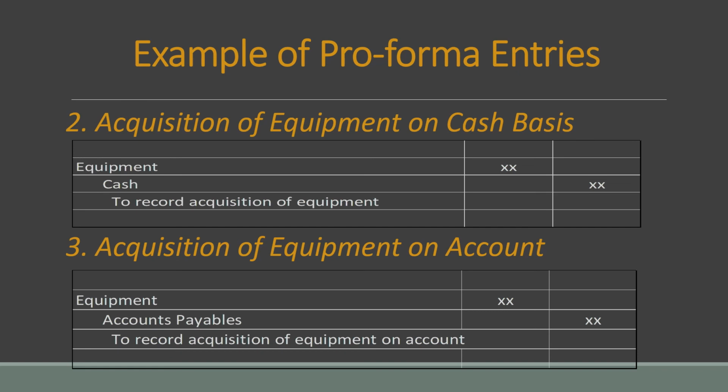So, paano naman kung nag-acquire kayo ng equipment on account? So, imbis na yung i-credit nyo is cash, yung i-credit nyo is accounts payable. Kasi, bayarin nyo pa yan kay supplier. Kasi, yung pagkakabili nyo is on account. Hindi kayo nagbayad agad. Okay? Kaya yung description nyo to record acquisitions of equipment on account. And then, don't forget to put the debit amount and then yung credit amount. And dapat lagi yang equal.